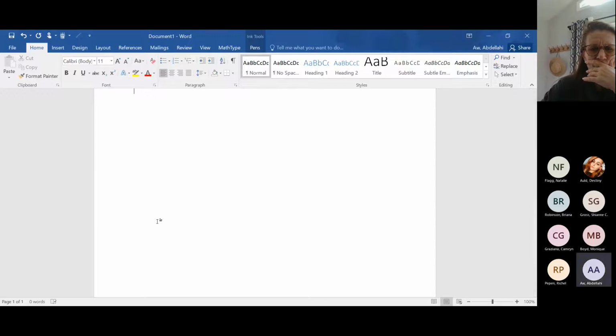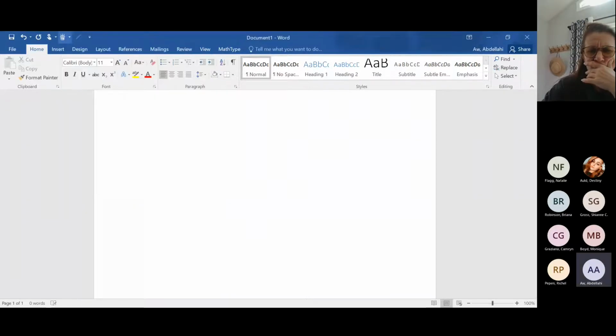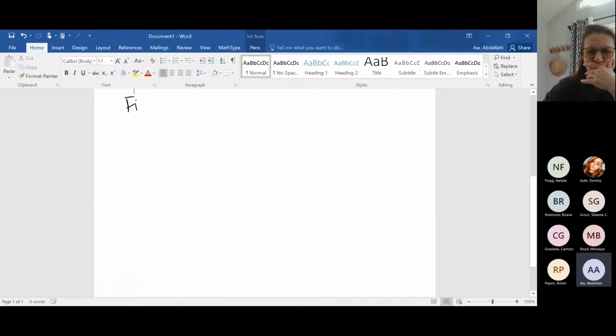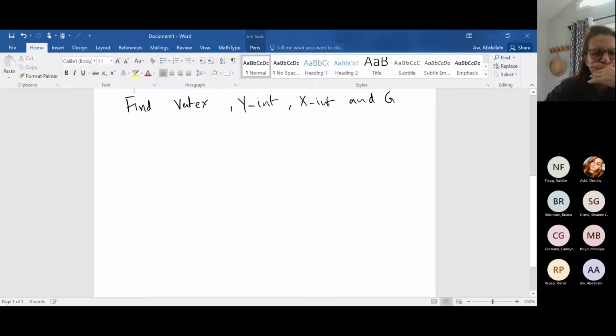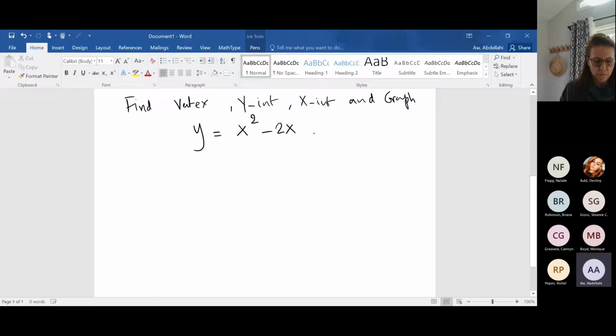Okay, so let's try to graph y equals x squared minus 2x minus 8. So we're going to find the vertex, y-intercept, x-intercept, and graph. So we have y equals x squared minus 2x minus 8.